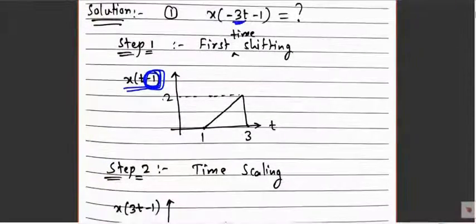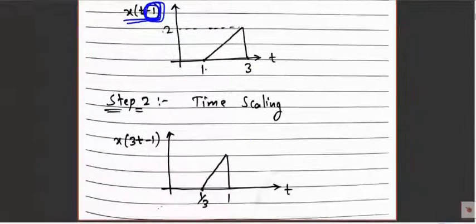So we know that 3 is getting multiplied with t. So we have to divide. 1 divided by 3, 1 by 3. 3 divided by 3, 1. So this is how our signal gets compressed. Right now here the duration is 2.